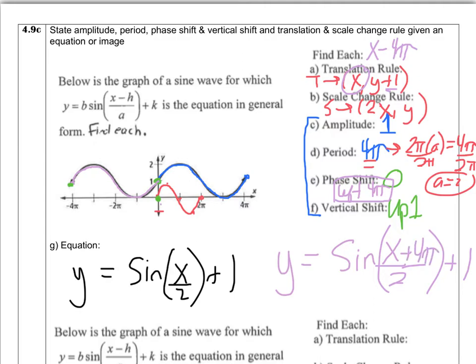So here in the purple is also an acceptable equation for this problem. Again, notice in the purple, everything on the screen flows except for in the equation. We had to not go left 4 pi, but we had to say plus 4 pi to make it work.